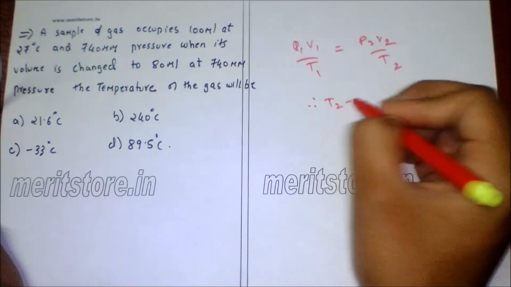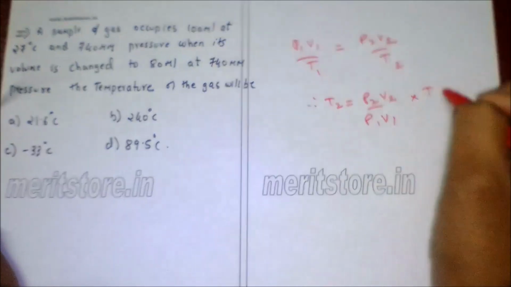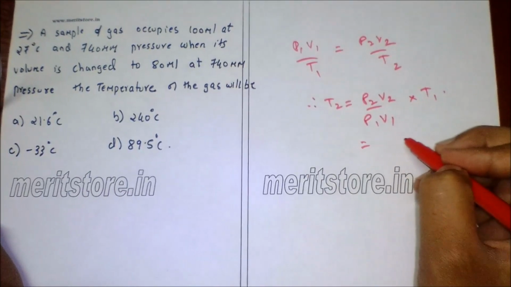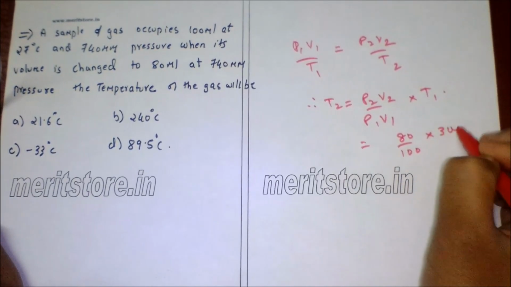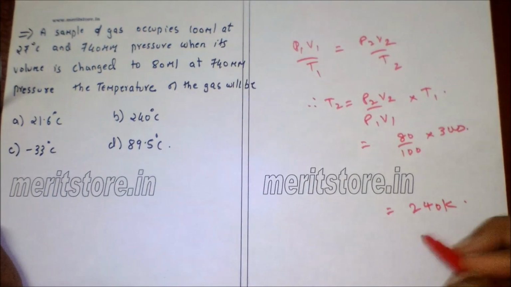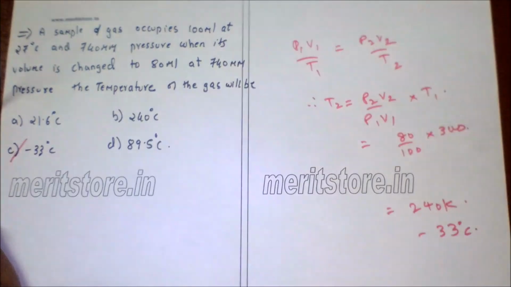Therefore, T2 is equal to P2 V2 upon P1 V1 into T1 by rearranging. So the pressure is same, 740, volume is 80 by 100 into 300. So the temperature comes out to be 240 Kelvin, which is minus 33 degrees Celsius. Option C is the correct answer.